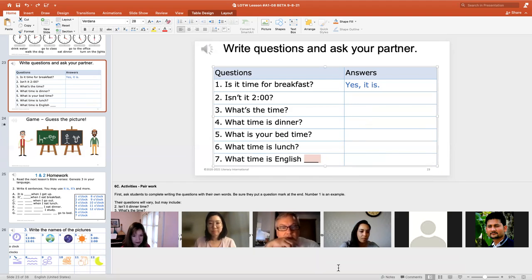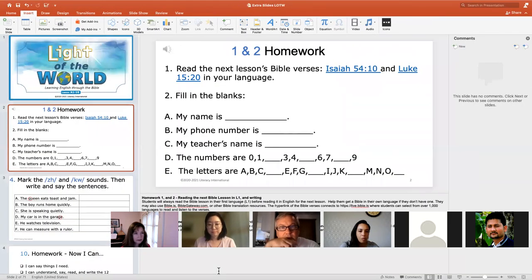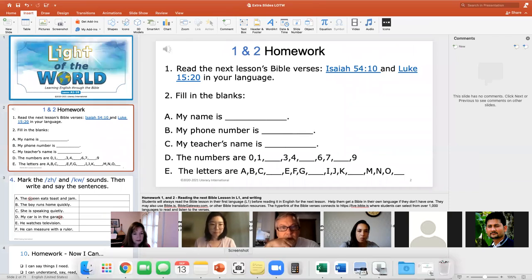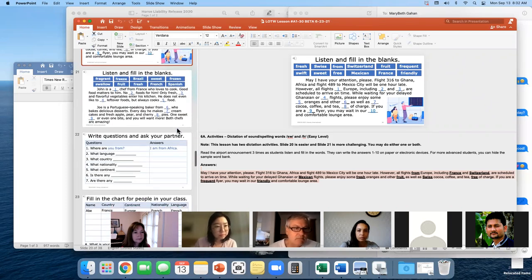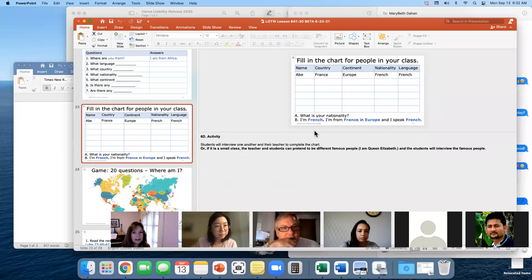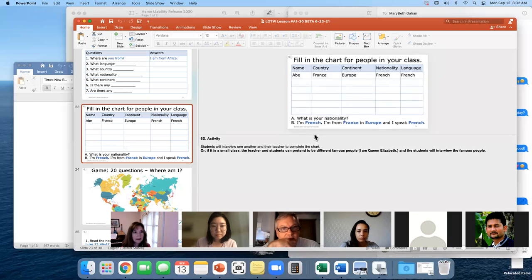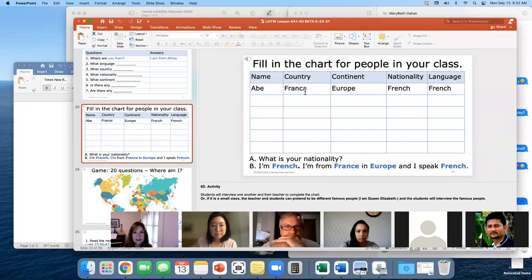Okay, so I'm going to go to our other lesson now. This was, oops, that's not lesson 30. Here's lesson 30. So here's another example of an activity. This is an activity from lesson 30, and you're going to fill in the chart for people in your class.